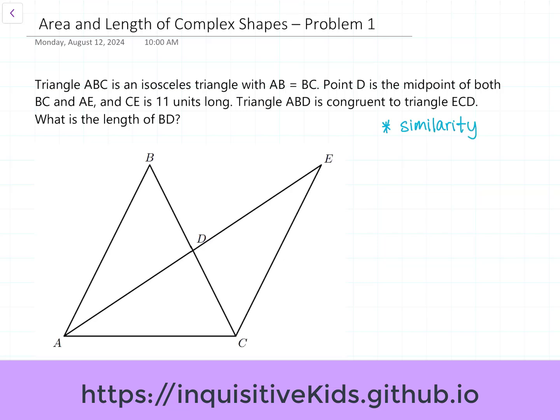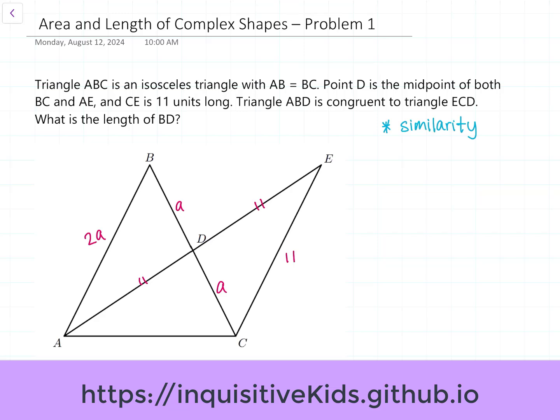First, we have to reread the problem. Triangle ABC is isosceles, so AB and BC are equal to each other. D is the midpoint of both BC and AE. So if BD we called A, DC would also be A. This means that AB would be 2A. CE is 11 units long. So what is the length of BD? Essentially, we're trying to find what is A.